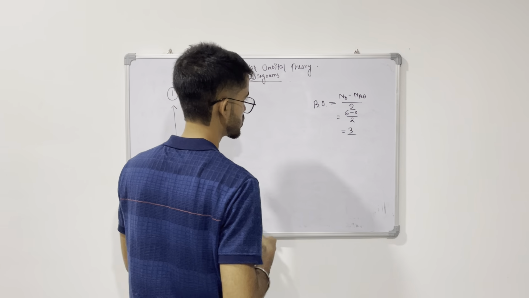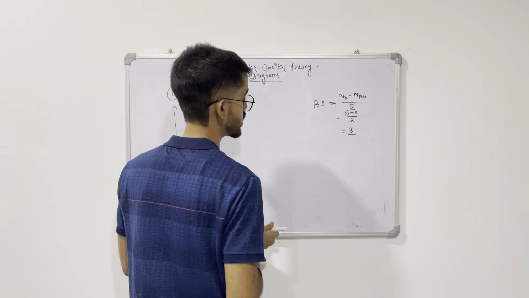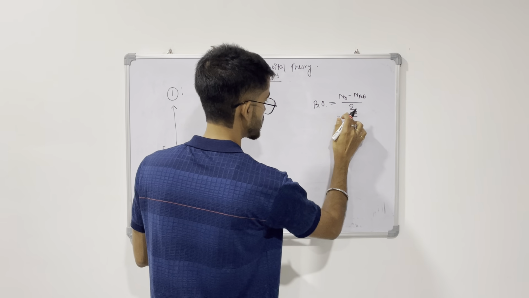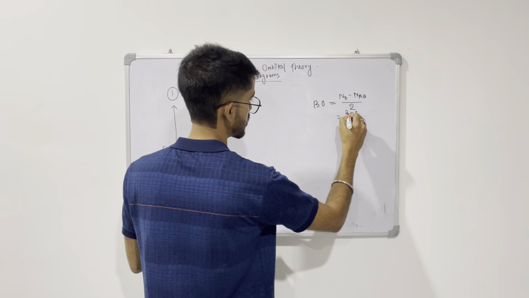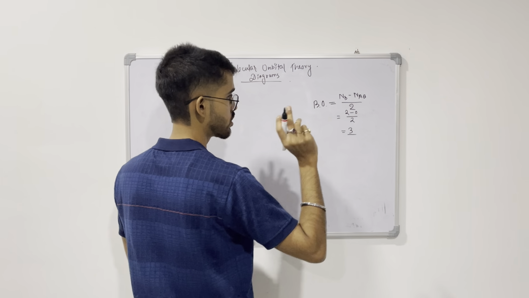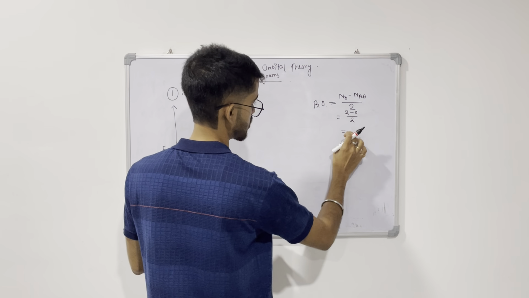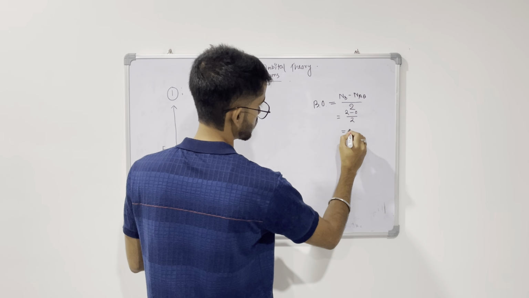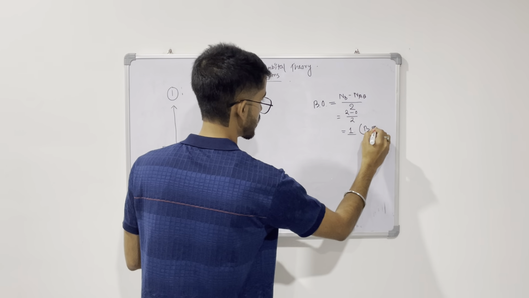So bond order is not 3, because the non-bonding ones are not counted, this is only bonding. So this is not 6. Sigma 2p has 2 electrons, so these are the only bonding electrons. There are no anti-bonding electrons, and there are 2 non-bonding electrons, which make no contribution to bond order because they stay as lone pairs, not bonds. So 2 by 2, this will be 1. So the bond order of HF is 1.